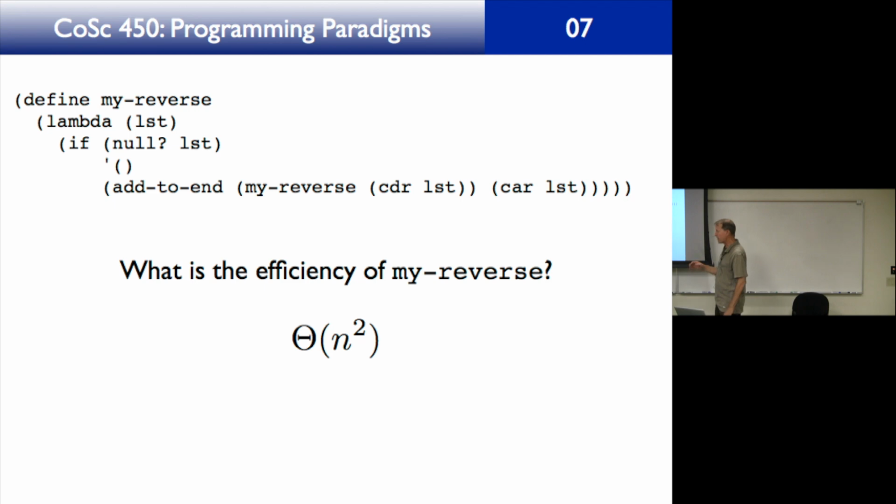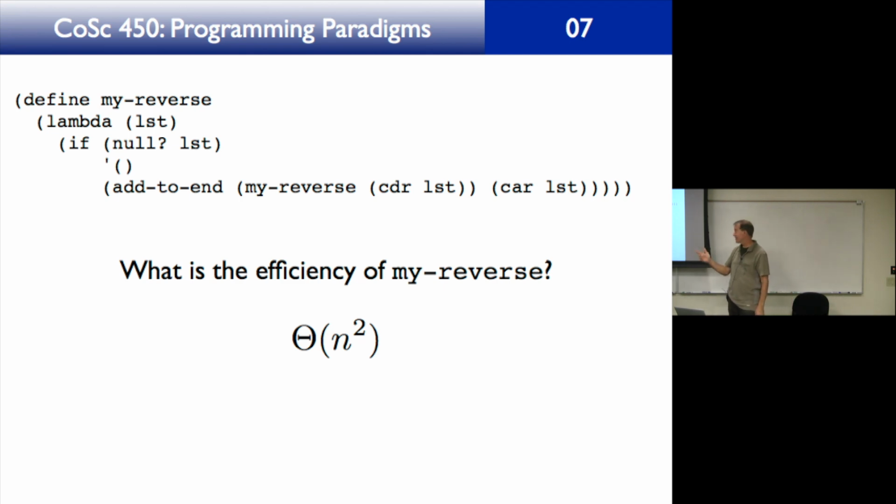But look, intuitively we ought to be able to reverse the list in time big theta of n, right? Because all you're doing is taking these elements and putting them in reverse order. You ought to just be able to go through the list one time and have them reversed. See what I mean? And as it turns out, we can do that.